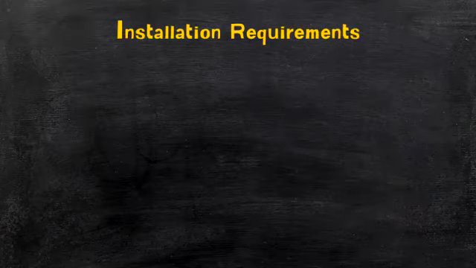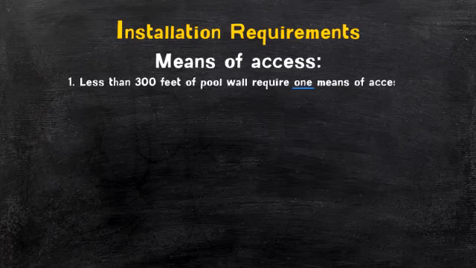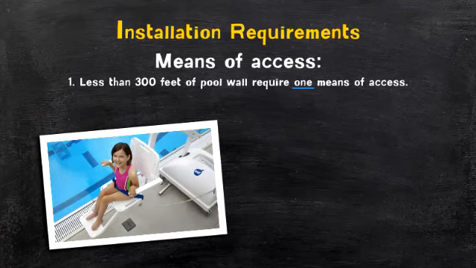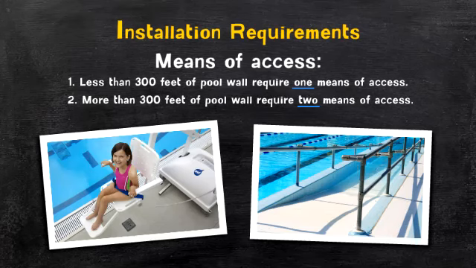The other half of the equation is I, which represents the installation elements required by ADA. These installation requirements have two parts. First is a scoping requirement that defines a pool's means of access requirements. Pools with less than 300 linear feet of pool wall are required to provide one means of access, and that means can be either a pool lift or a ramp. Larger pools, more than 300 linear feet, are required to provide two means of access.